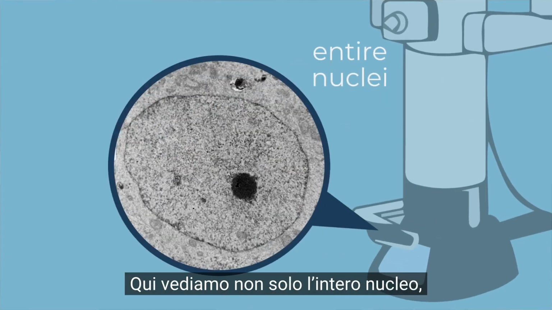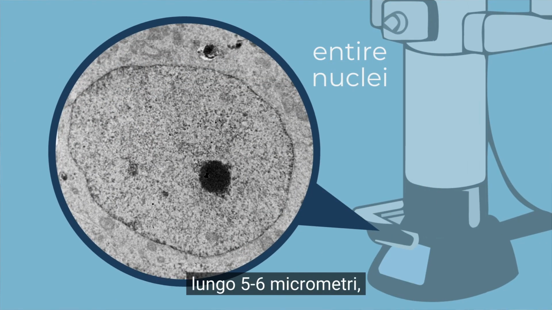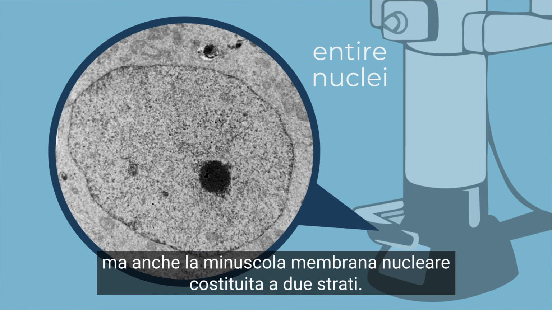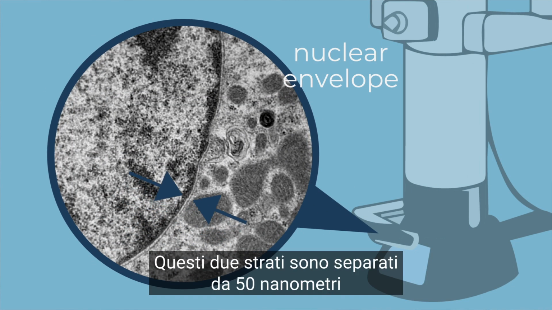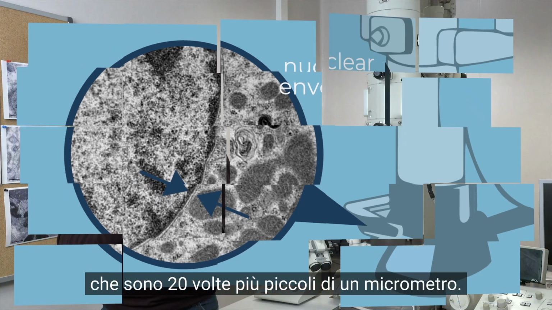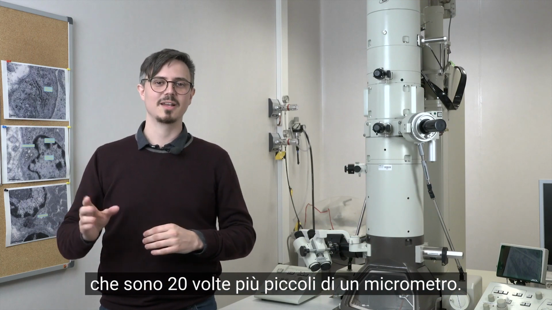Here we can see not only the entire nuclei, that is about 5 to 6 micrometers long, but also the tiny nuclear envelope with its 2 layers. These 2 layers are separated by 50 nanometers, that are 20 times smaller than a micrometer.